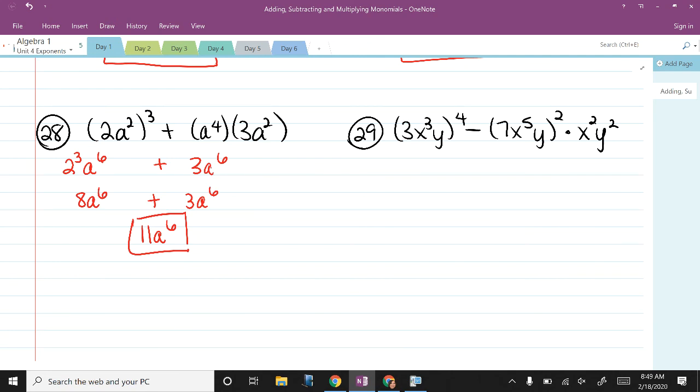Okay, number 29. What's happening on 29? A power of a power right here. And I also got a power of a power over here, right? And then after this power of a power, I got to multiply times this monomial, right? And if they're like terms, I finally subtract. Y'all with me? Okay. So it's good.